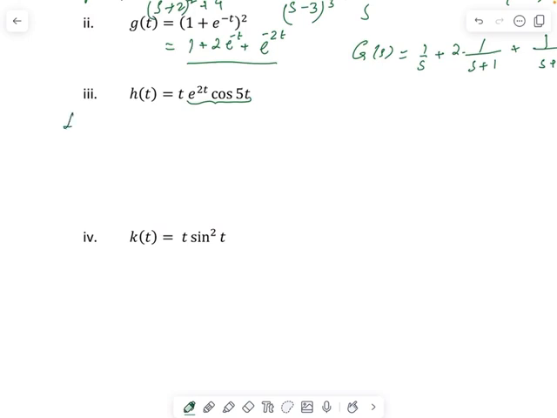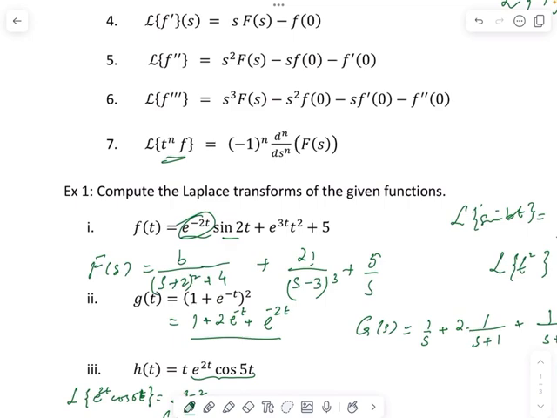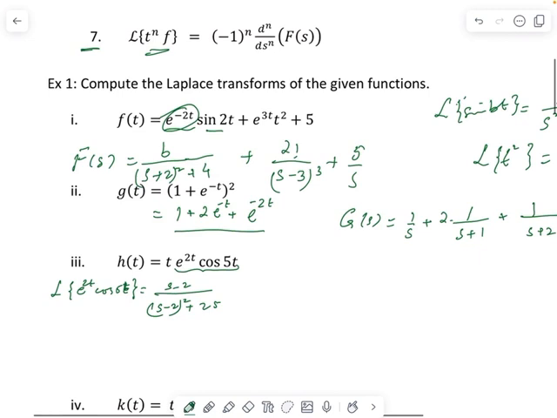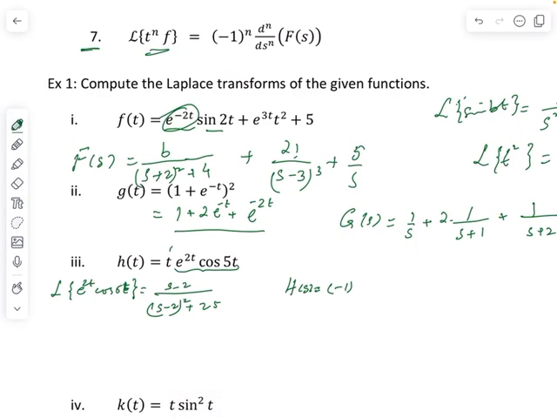So the Laplace transform of e to the 2t cosine of 5t will be (s minus 2) divided by ((s minus 2) whole squared plus 25). Now, using the 7th formula, the Laplace transform of h of t, so h of s, will be equal to negative 1. Notice here we have a t here. So we are considering this whole thing as f, and so we can apply formula number 7.